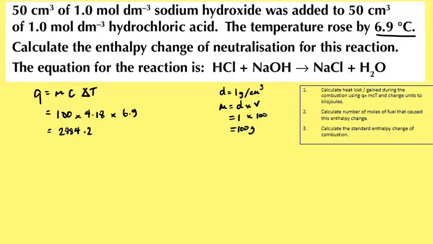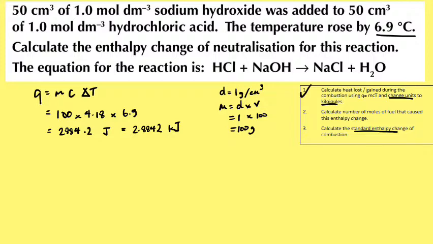But this time I'm going to remember to change the units into kilojoules, because when we're calculating standard enthalpy changes, we need our units to be in kilojoules. So that's that many joules, which is also equal to, I'm going to divide by 1,000, so that's 2.8842 kilojoules. So that's our Q, and we have Q. So step number 1 done.